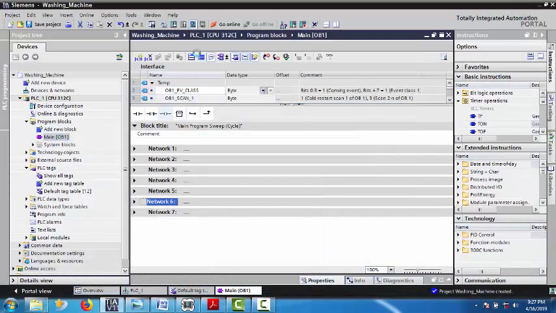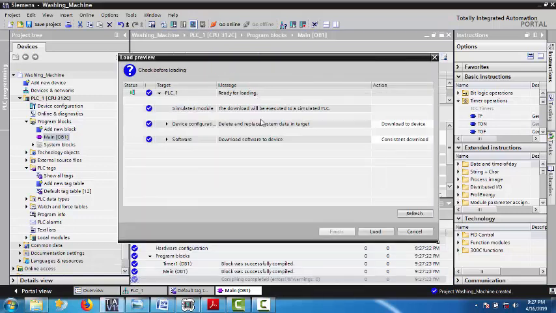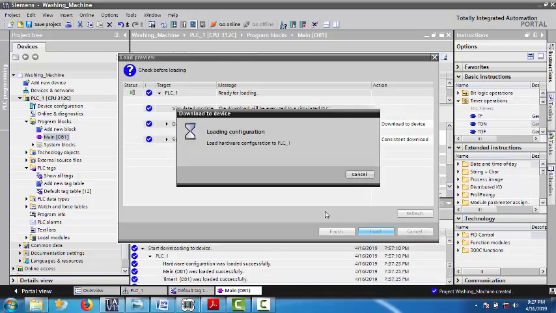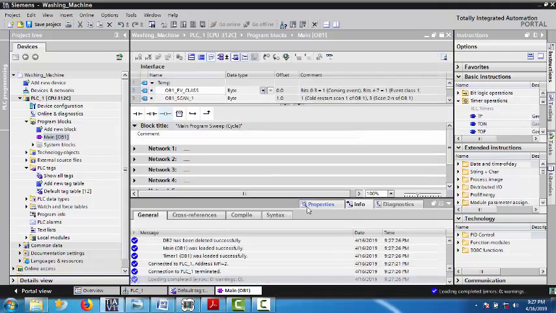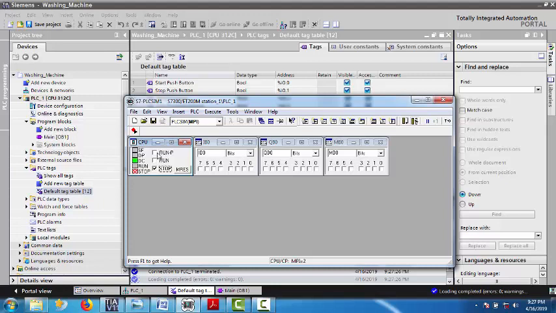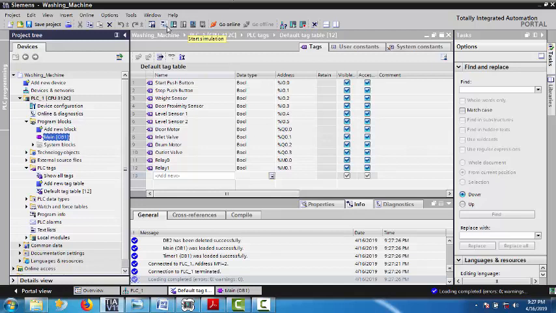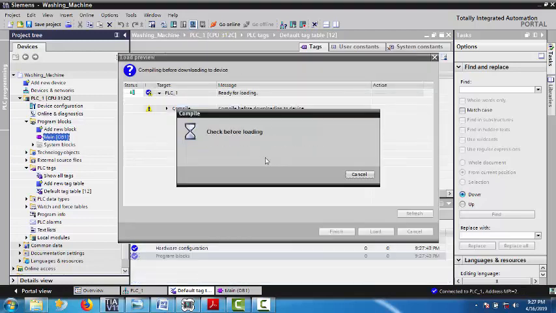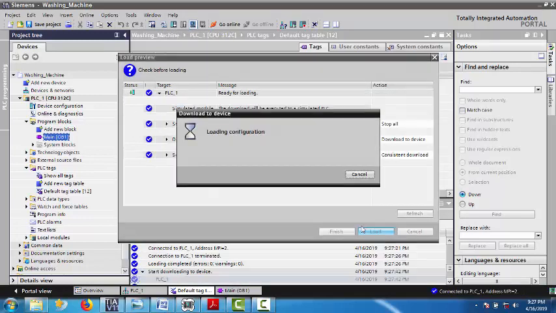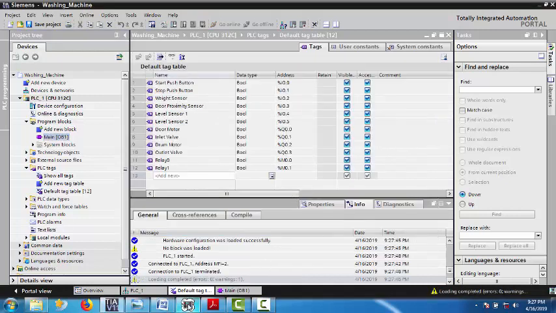Now anyone who wants to actually see the simulation, you can see the simulation right now. Okay, I will load it. We'll look at the default tag table. Oh sorry, it isn't loaded. Consistent load, finish. Okay, it is loaded.